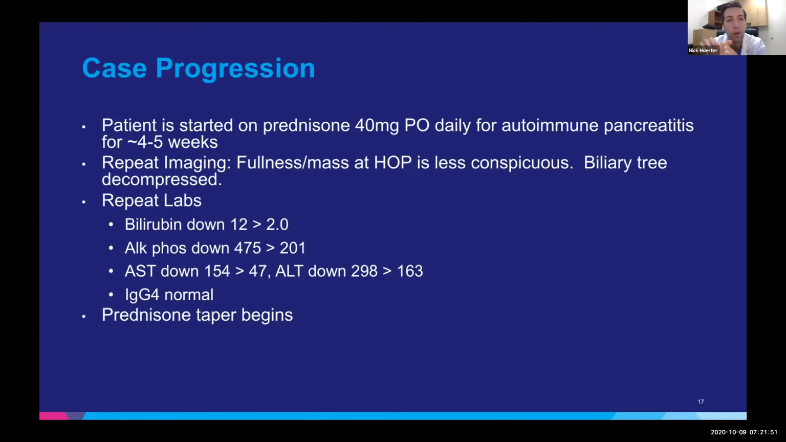Notably, IgG4 was normal, although this is basically what you would expect in type 2 autoimmune pancreatitis, which is what we suspected. So he began tapering his prednisone, and then he came back for repeat ERCP for stent exchange or stent removal, and another EUS to assess the pancreas mass that we saw last time.